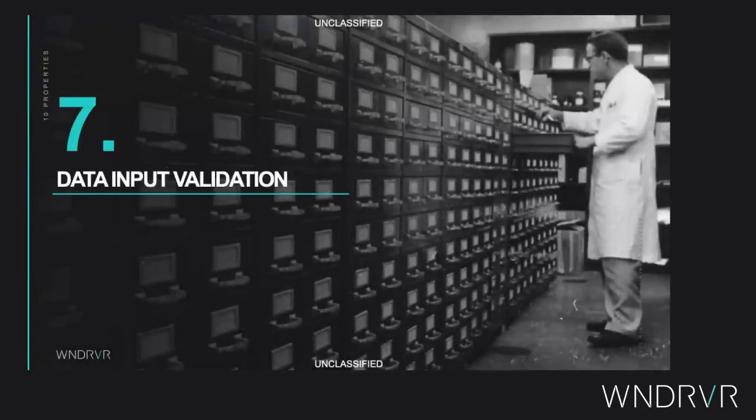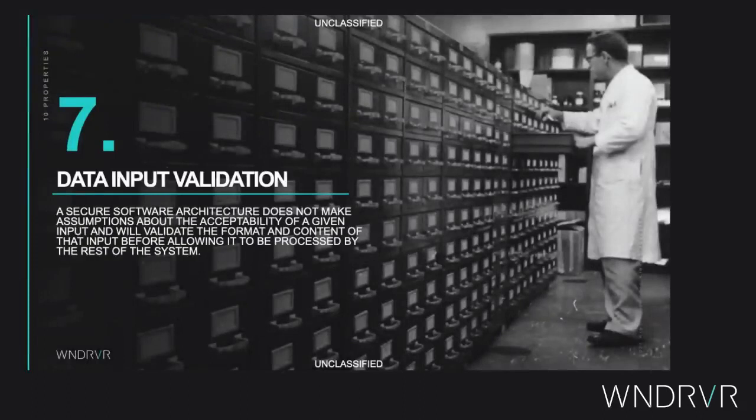Number 7 is data input validation. We want to make sure that any data that's input into our system, whether at the command line with a keyboard, or remotely through a secure channel, is validated. We don't want to assume that the inputs that the user or another application are providing are valid until we actually validate them. If we assume that they're valid, then we get all sorts of different attacks and vulnerabilities that open themselves up to the attacker.